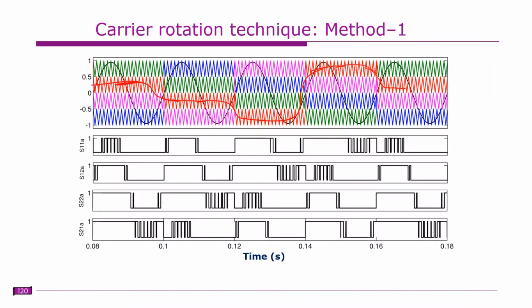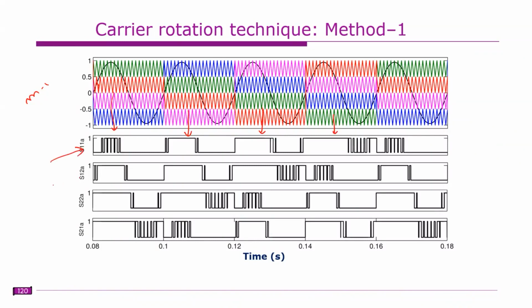In other words, if you have an m level inverter, for m-1 modulating cycles this procedure is repeating. So you can observe the switchings here. This is corresponding to that one, this is corresponding to this switch, and this is corresponding to this.